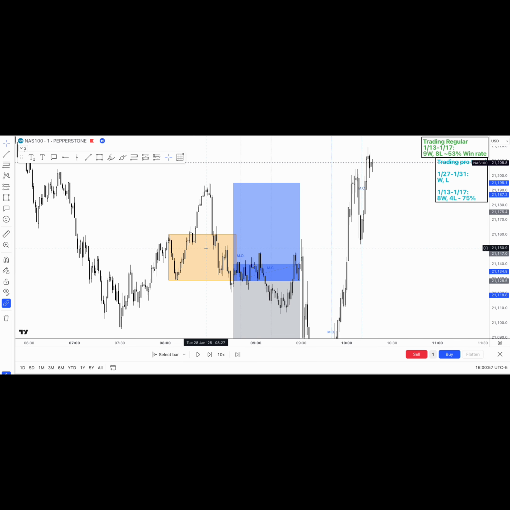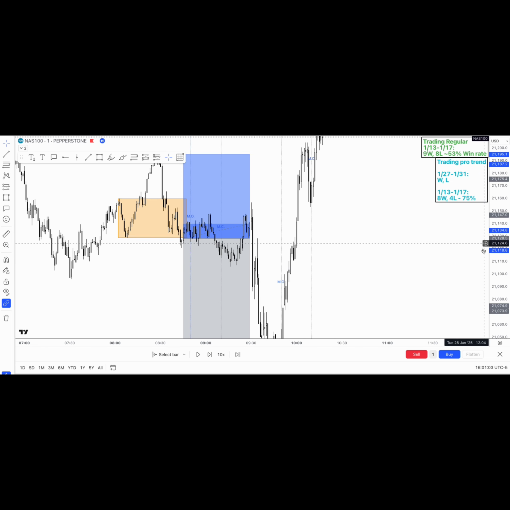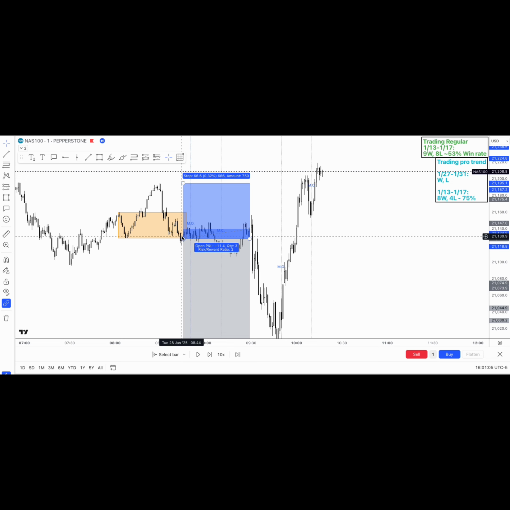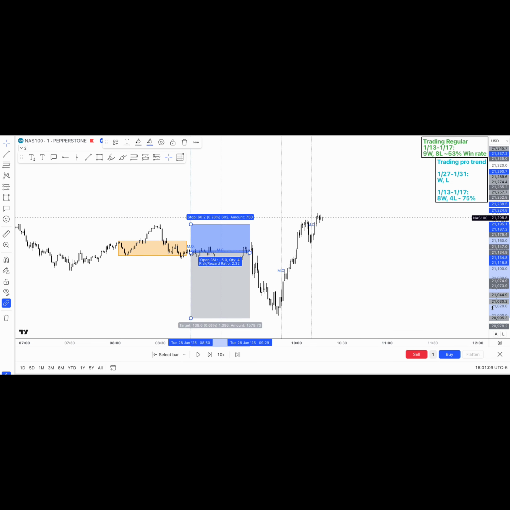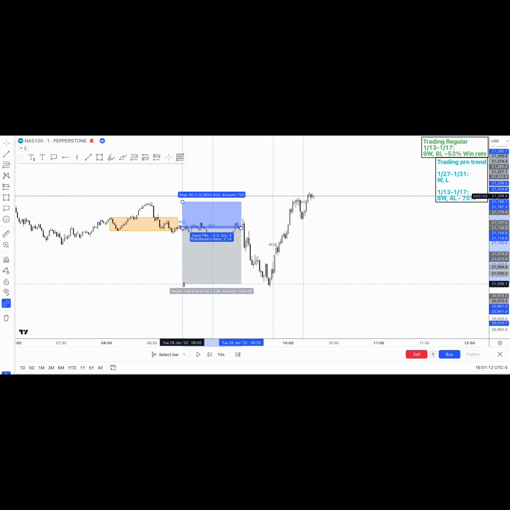Yeah, make sure, yeah, it's unfortunate, but I mean, it could have been, probably, if I would have entered right at the open for the macro, maybe I would have been able to be fortunate that it worked out. And let's see, yeah, it would have been 2R there.